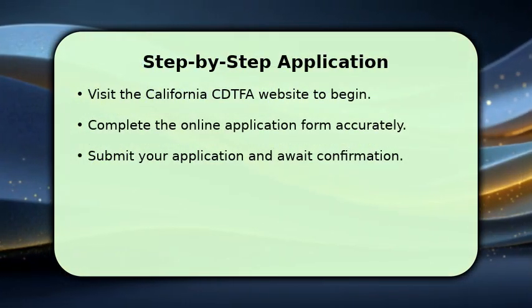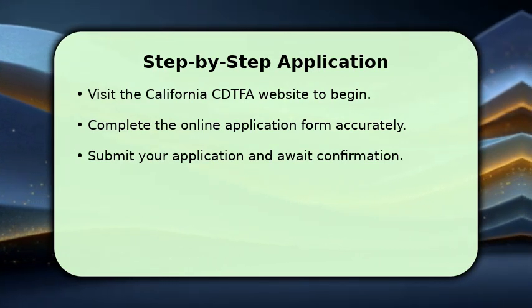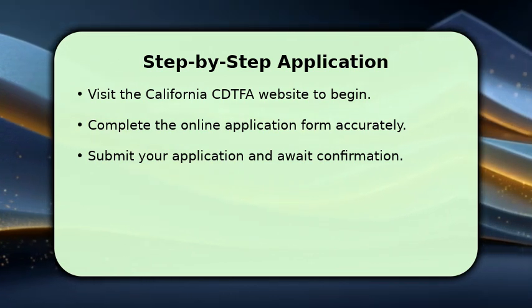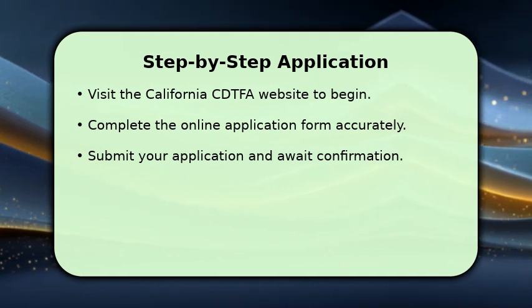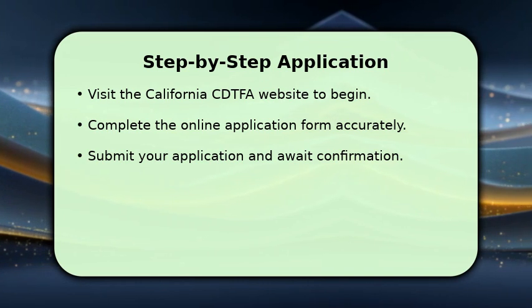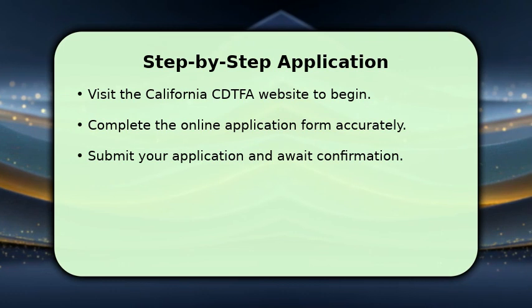To start, navigate to the California Department of Tax and Fee Administration, or CDTFA, website. Locate the online seller's permit application and fill out all required fields carefully. Double-check for any errors before submitting. Once submitted, you will receive a confirmation, and the CDTFA will process your application.